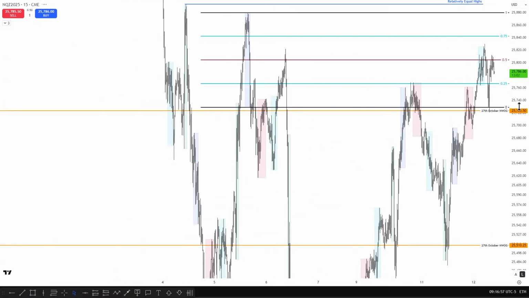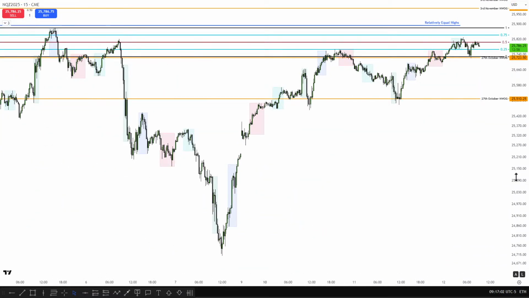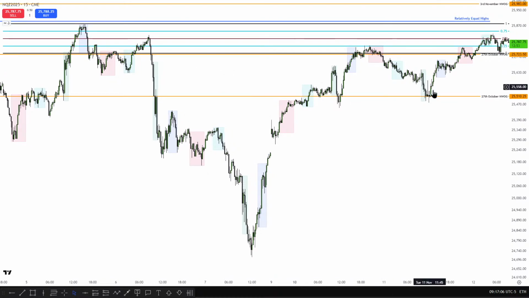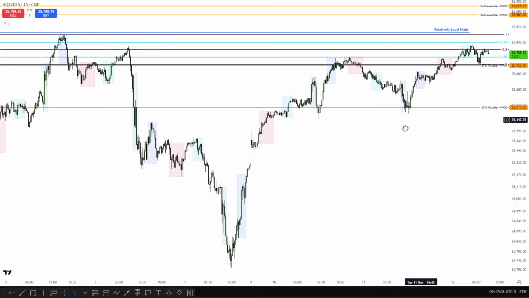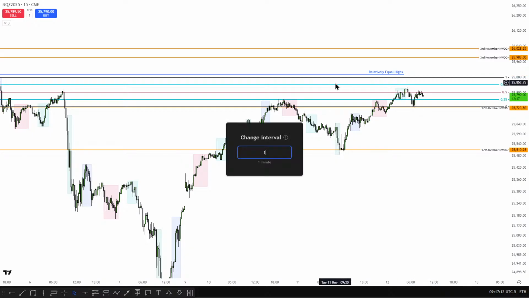Well, this is a market maker model. If you zoom out, very nice market maker model with a low risk buy setup from the new week opening gap. And now I want to see it run into the relatively equal highs from the open.